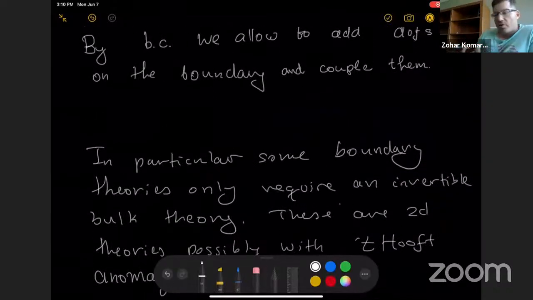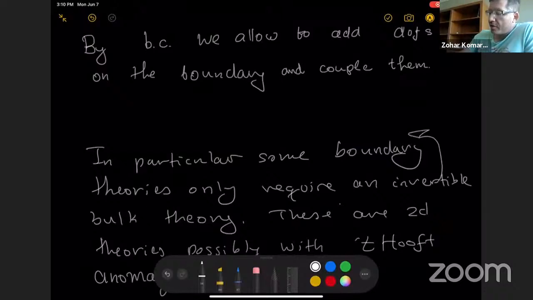So you can add whatever you want on the boundary, but you are not allowed to change the bulk. More precisely, you're allowed to change the bulk by invertible theories. Invertible theories are just classical theories. So we don't change the quantum physics in the bulk, but we may change some contact terms. Invertible just means changing some contact terms.